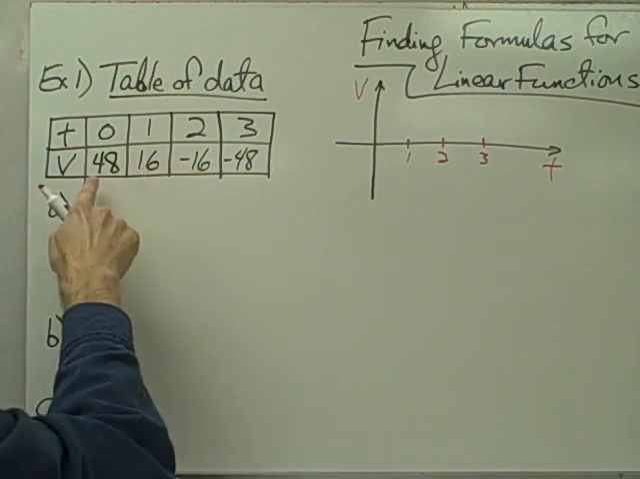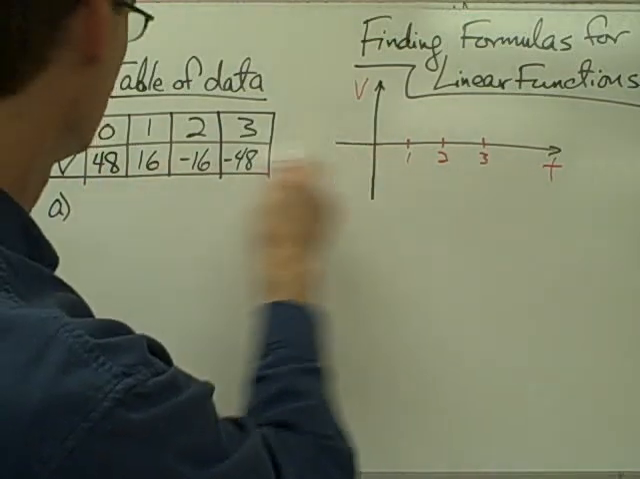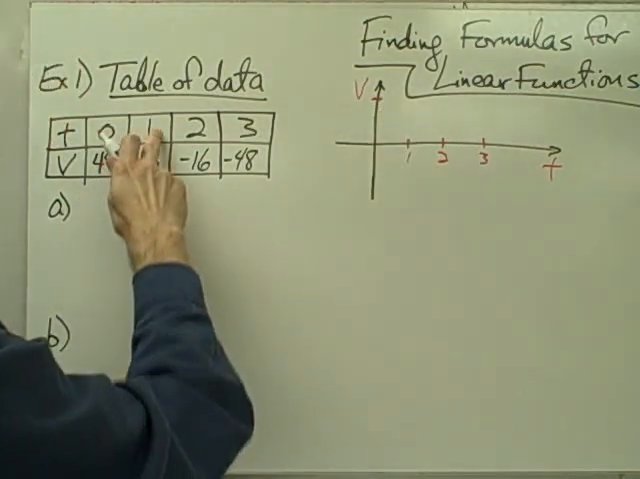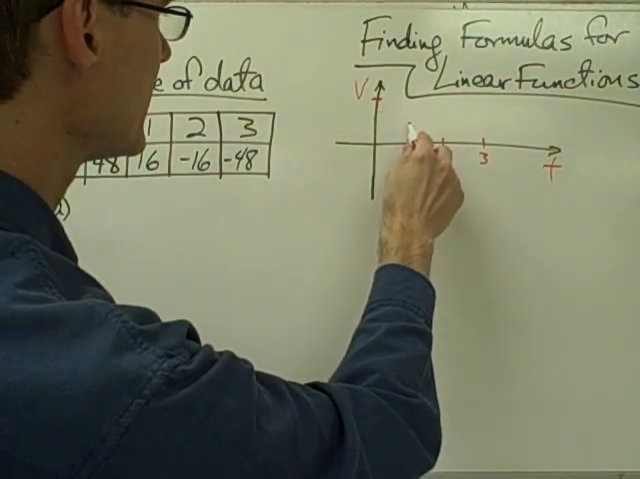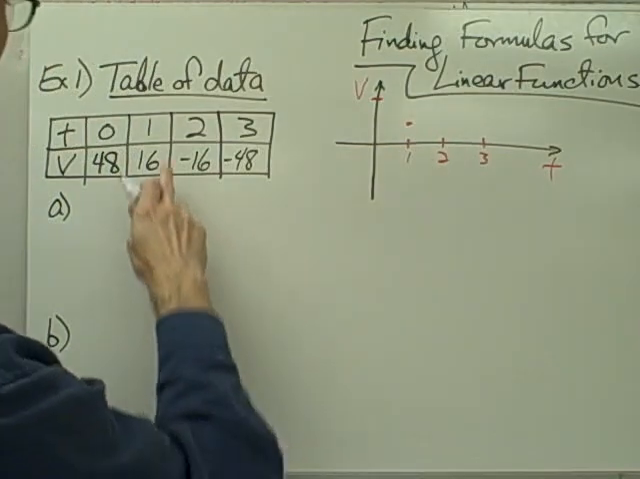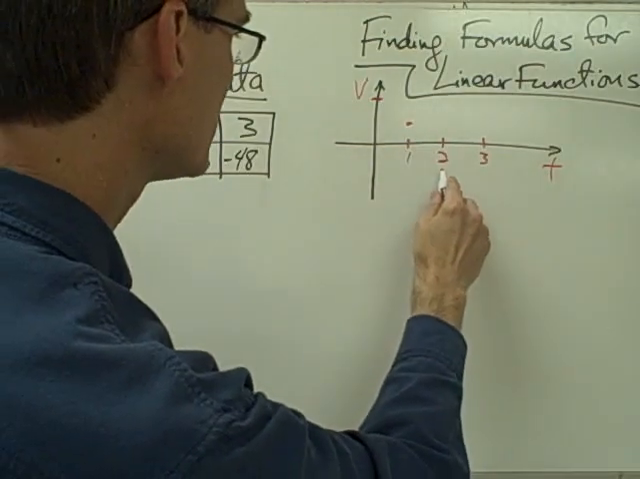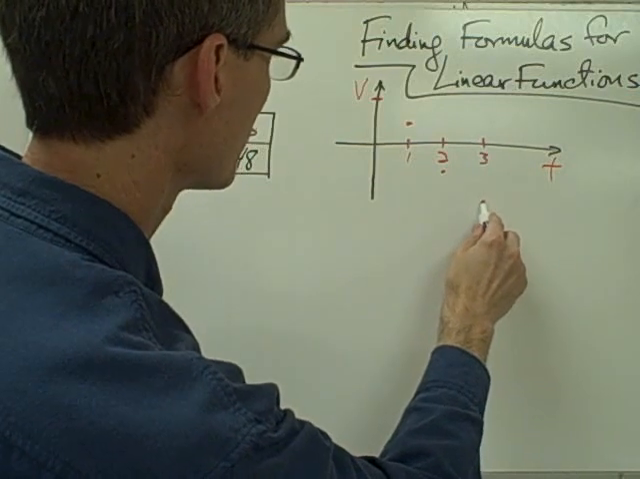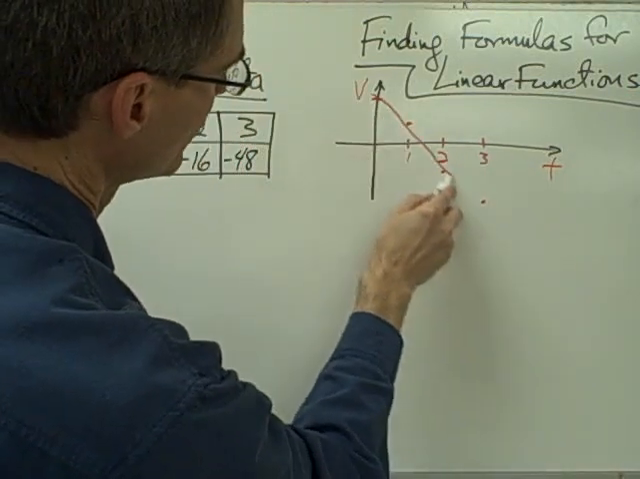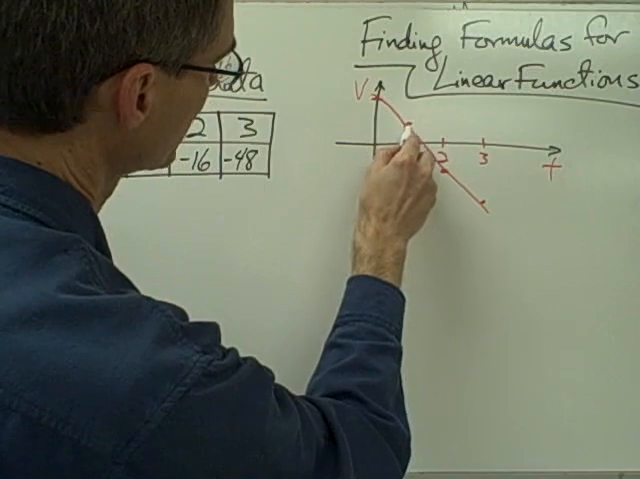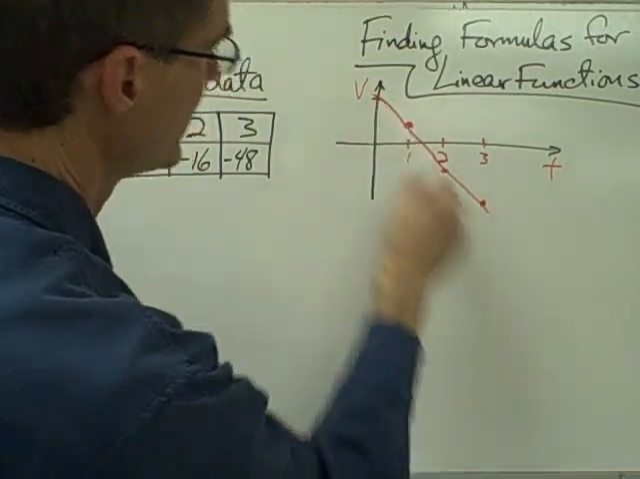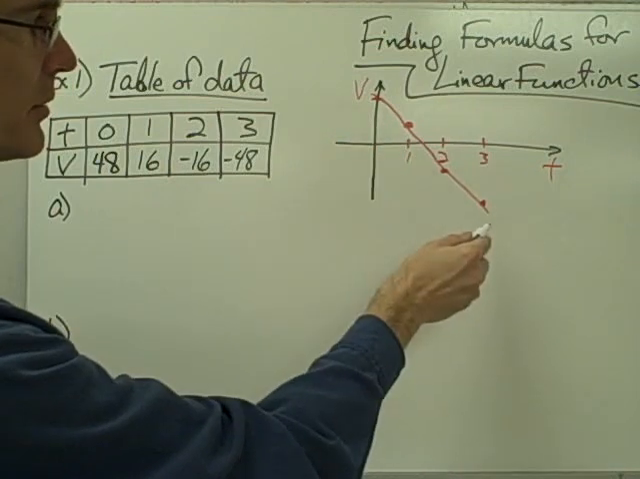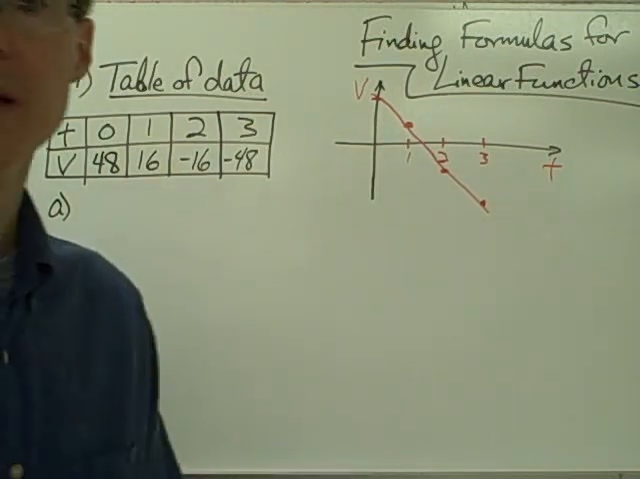And if I graph each one of these points here for velocity, point 0, 48, it's going to put about right here. Point 1, 16, let's say, is about right here. 2, negative 16 is about right here. And then 3, negative 48 is going to be about right here. So my graph of my function is going to look something like this. All right, so I notice it has a negative slope, so my slope should turn out to be negative.